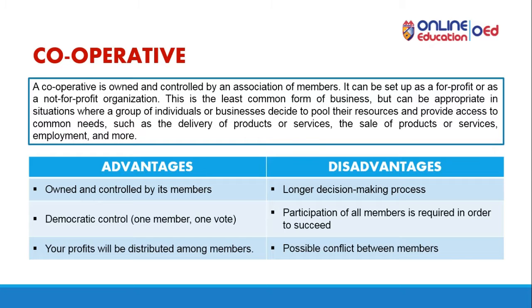Alright, so number two, democratic control, one member, one vote. Your profits will be distributed among members. So if you ever join a cooperative business, then you are also going to earn profit.